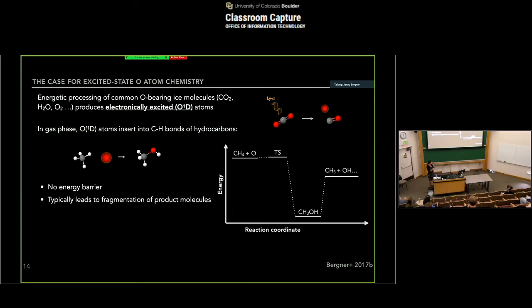But in the gas phase, this molecule can't get rid of its excess energy, and so it typically fragments. So you're not building up organic complexity when this type of chemistry runs in the gas phase. So I was really interested in understanding what the energetics and products of this chemistry look like in the solid state.